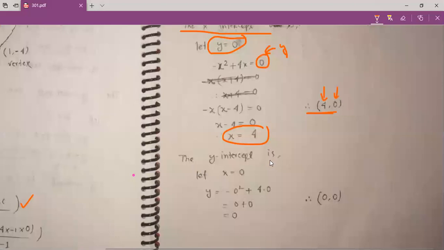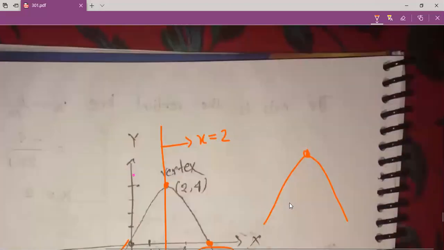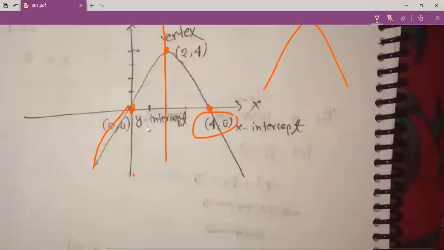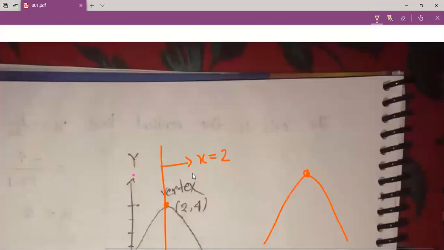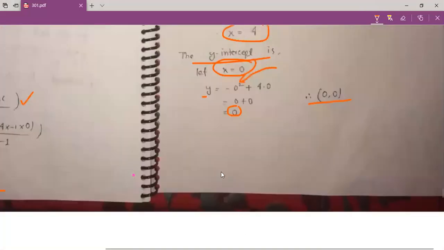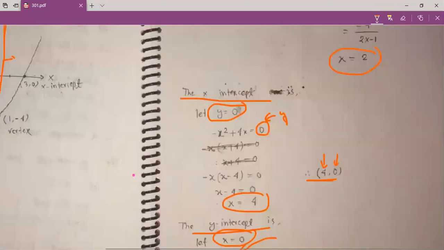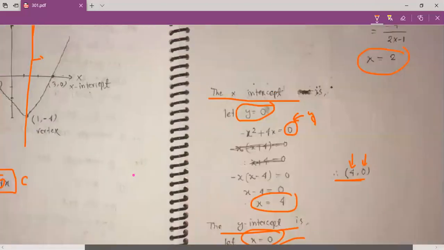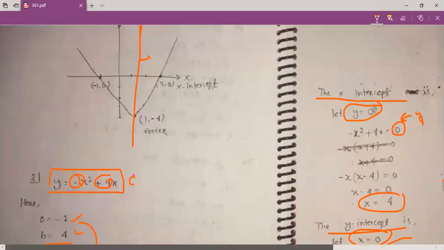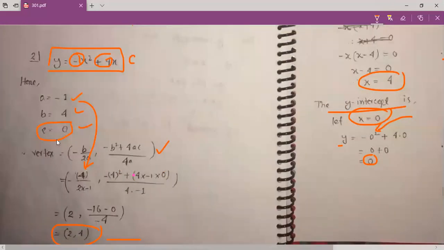Now the y-intercept. For the y-intercept, x will be 0, right? So we put the value of x equal to 0 here. Then we get y is equal to 0 also. So our y-intercept will be 0, 0. Let's put this in the graph. This is the y-intercept, 0, 0. So this way we can find the axis, the x-intercept and y-intercept, and also the vertex of a parabola.